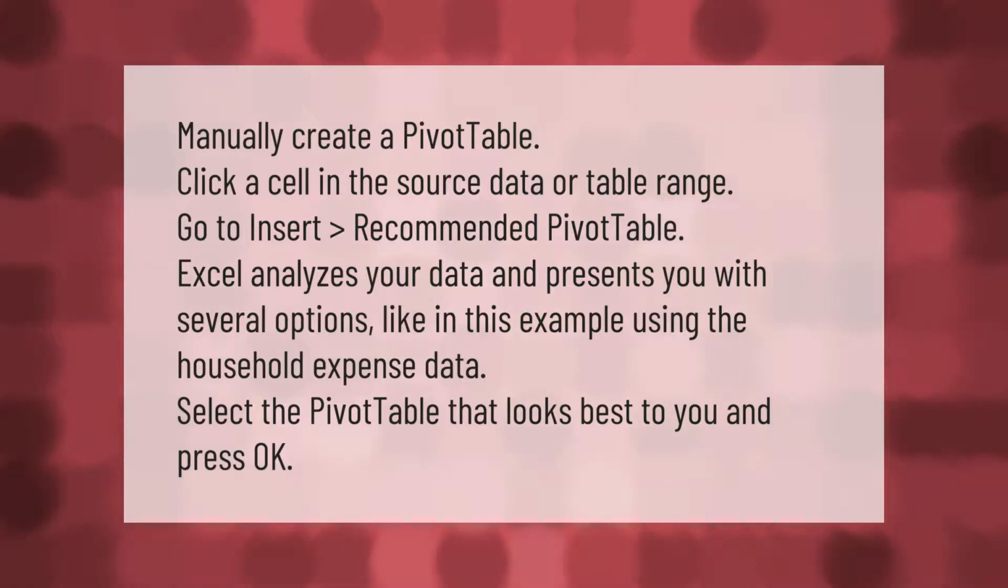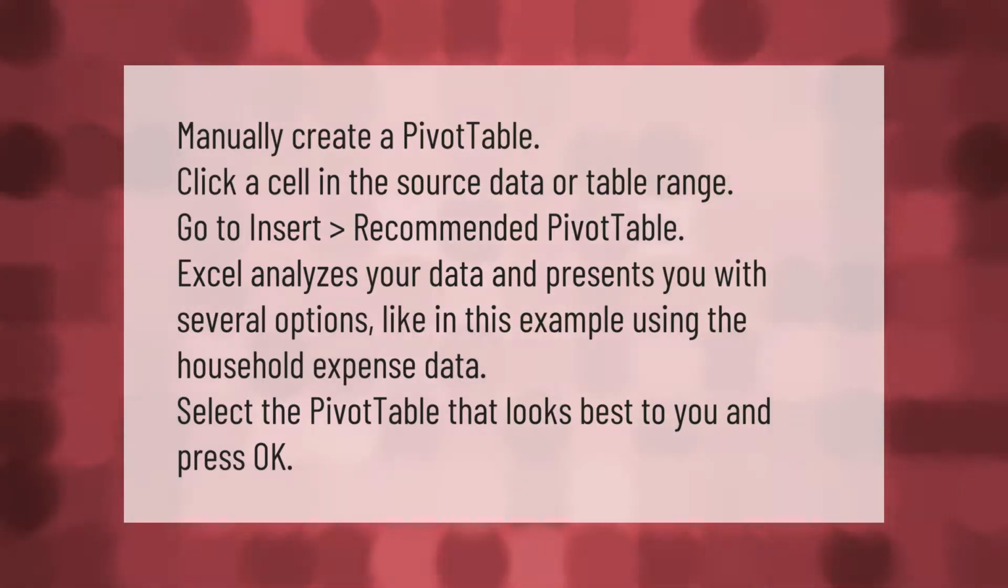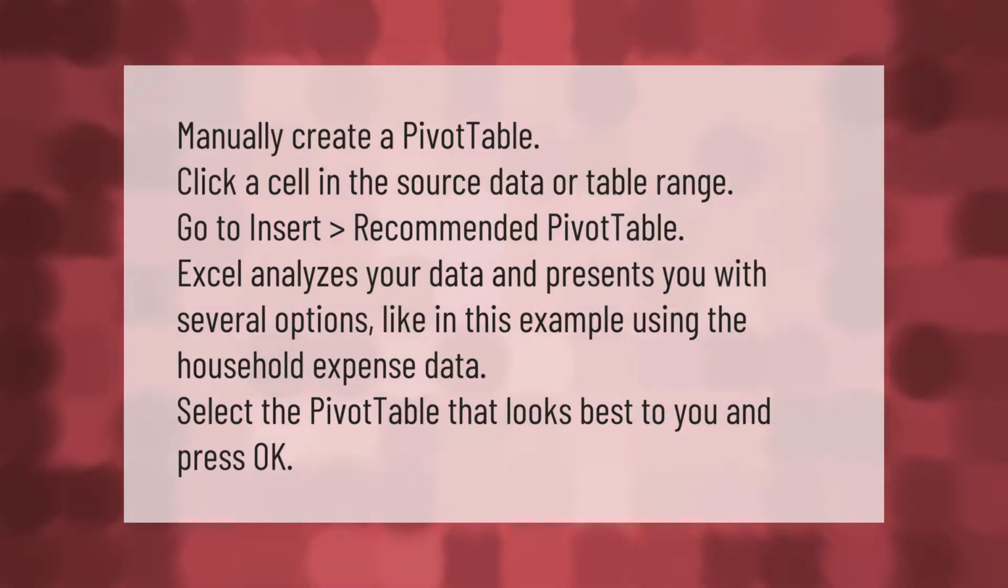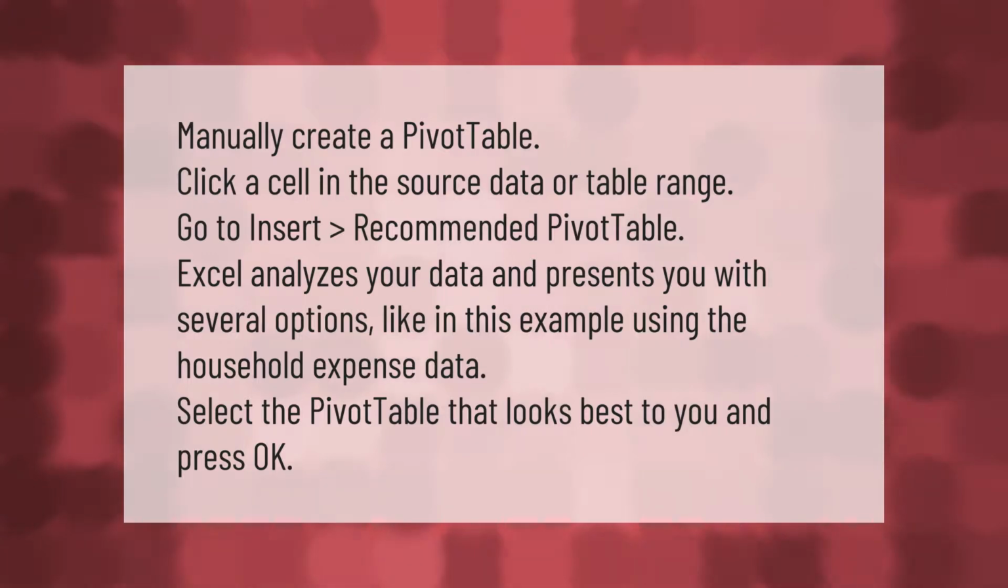Manually create a pivot table. Click a cell in the source data or table range. Go to Insert, Recommended Pivot Table. Excel analyzes your data and presents you with several options, like in this example using the household expense data. Select the pivot table that looks best to you and press OK.